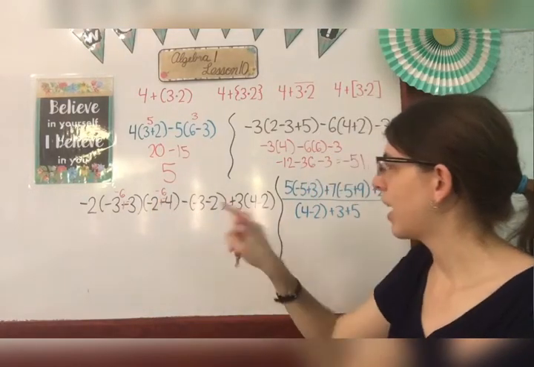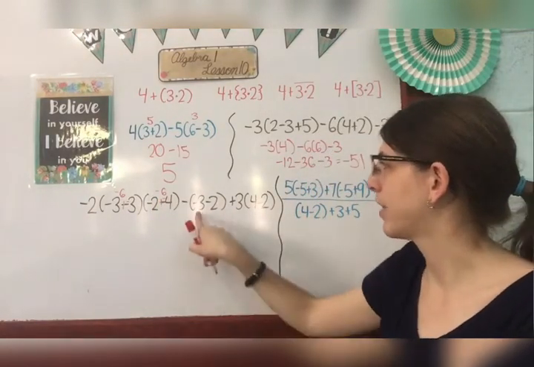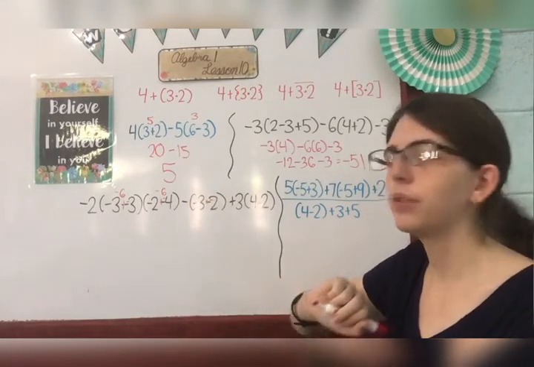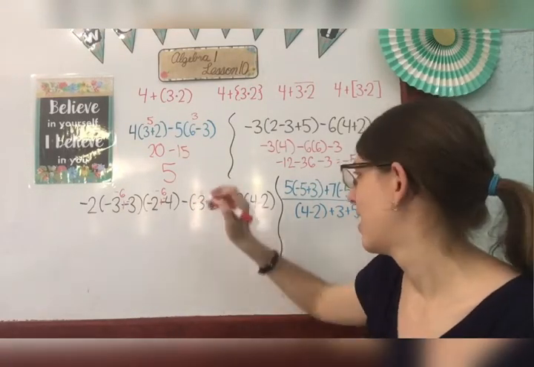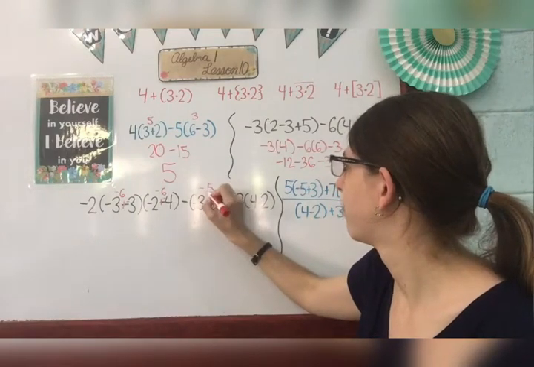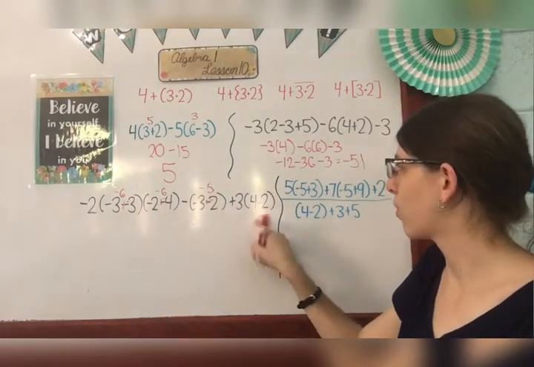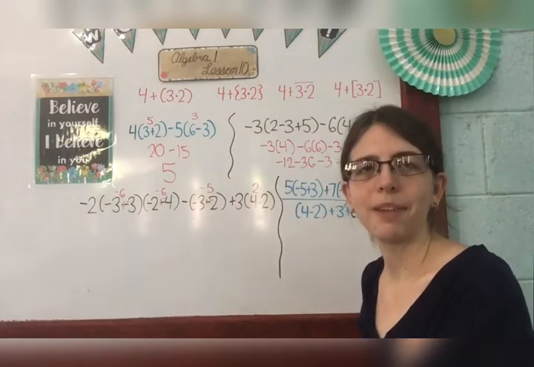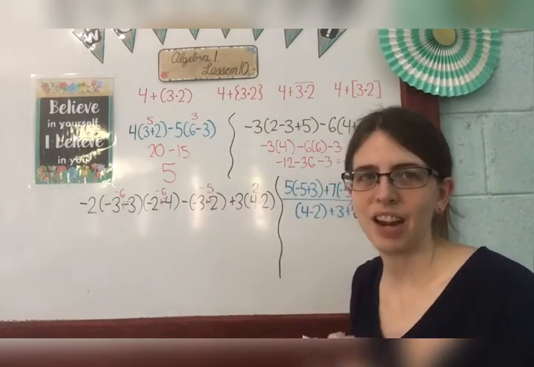Okay? I'm going to take care of all my parentheses going across. -3 minus 2, same as adding a -2, so that is -5, plus 3 times 4 minus 2. 4 minus 2 is 2. Okay, now I've taken care of what's inside of my parentheses.